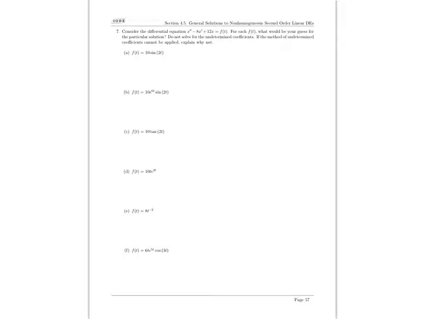We need to find the homogeneous solution because we may have resonance. So let's take the characteristic equation corresponding to the left side of the differential equation, which would be r squared minus 8r plus 12 equals 0. And then we can solve this, so we can factor this into r minus 6 and r minus 2. So we see we have two real roots, r is equal to 6 and r is equal to 2.